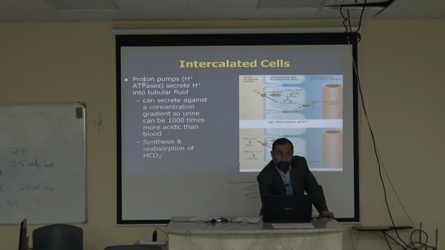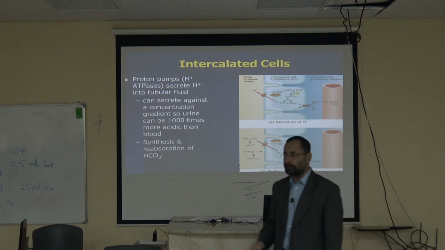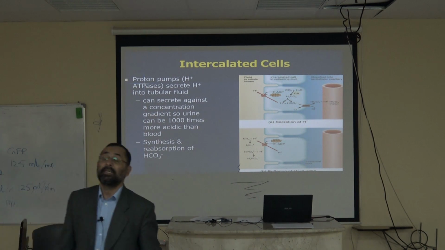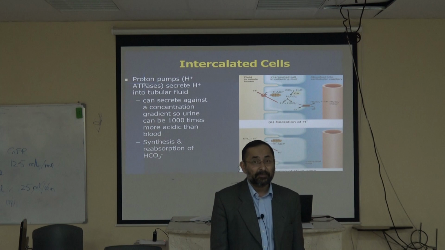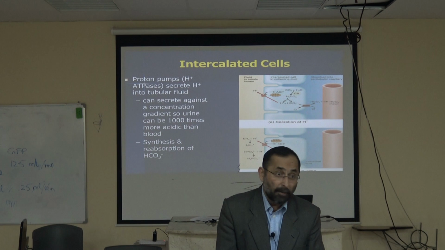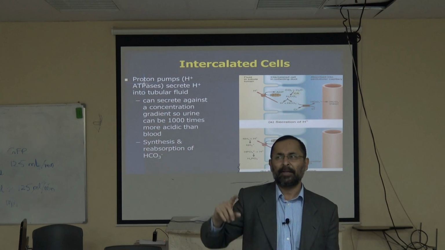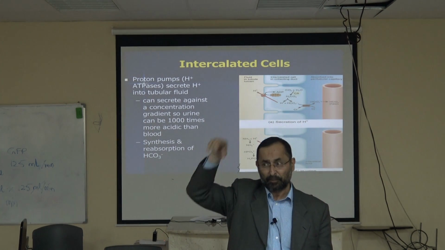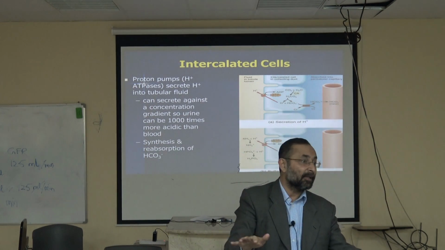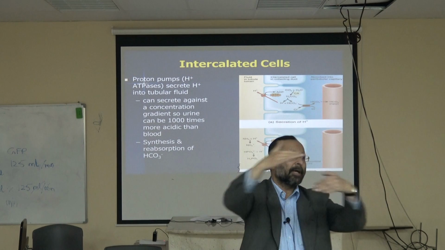Intercalated cells, special cells, less in number, dark in color, condensed cells, contain some granules, and their function is special also. The intercalated cells have a very special function. They are secreting hydrogen ions, they are producing hydrogen ions, but they are producing hydrogen ions in a very different way. So far you saw hydrogen ion secretion everywhere: proximal tubule, thick loop of Henle, early distal tubule, late distal tubule, regular secretion, sodium hydrogen counter transport.